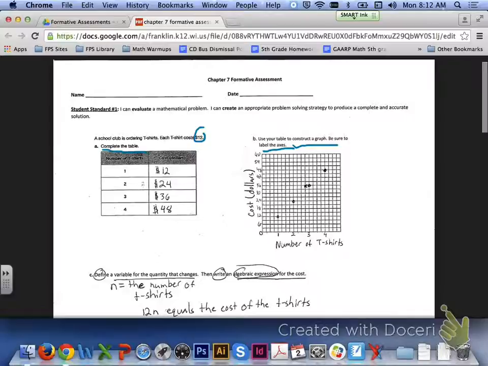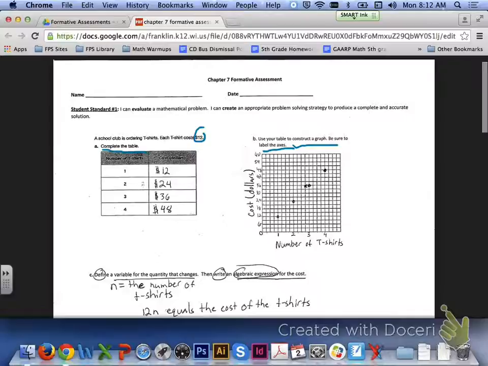For letter B, it said use your table to construct a graph. Be sure to label the axes. So on my graph, the first thing I wanted to do was make sure that I had my graph labeled appropriately. When I look at the x-axis, the x-axis is the horizontal axis. That would probably make the most sense to have your number of t-shirts there, because those are the smaller numbers, going 1 through 4 versus the cost.